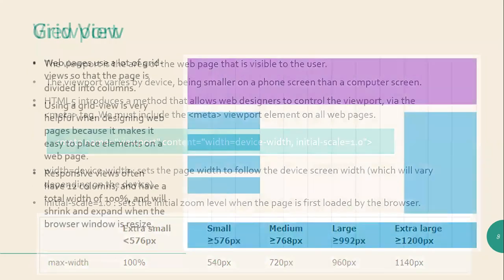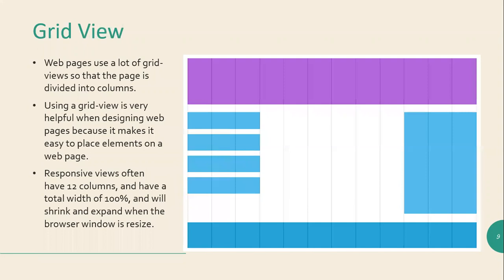And then there is grid view. What is grid view? Actually, when we make a responsive web page, we usually divide our screen into some columns like this. Using grid view is very helpful when designing a web page because it makes it easy to place elements on a web page. Usually if we have a responsive web page, we have 12 columns. So in one page, we divide it into 12 columns.